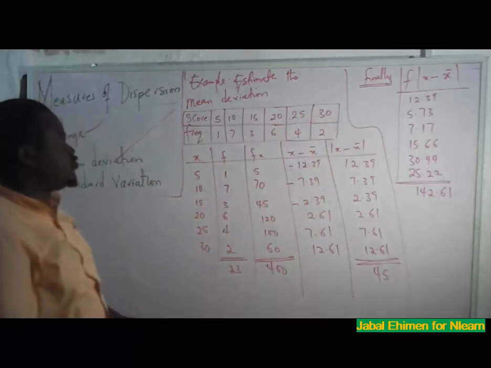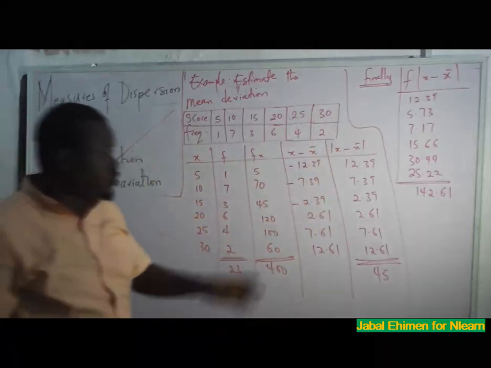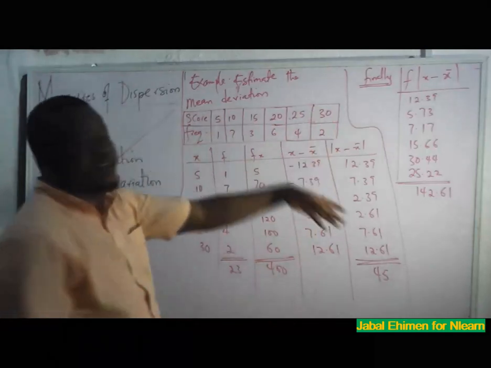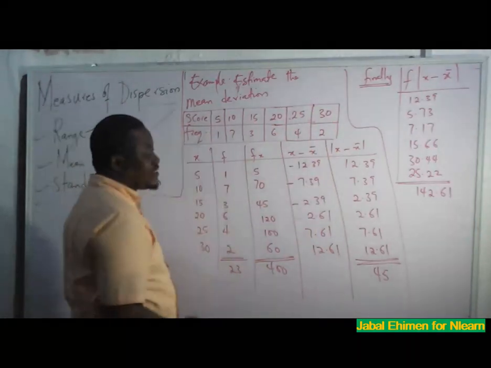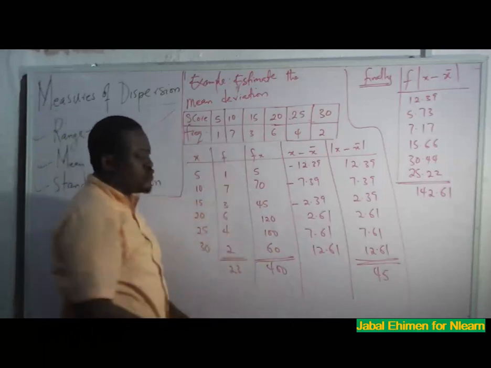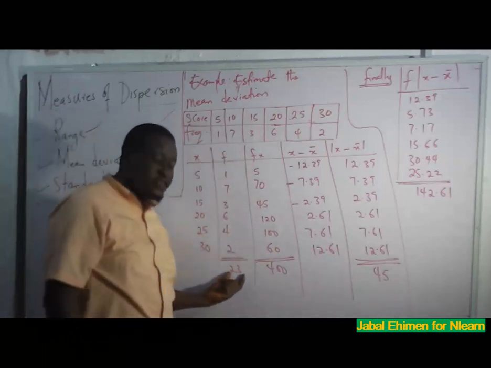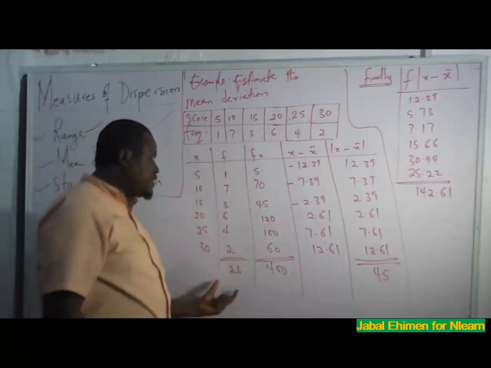From here, it's easy to say that the first thing you do is to pick up the value of x, and that is the value of the score. You outline them. After outlining, you take the frequency. These two values are already given to you. And the total frequency given is 23 when you add everything together.